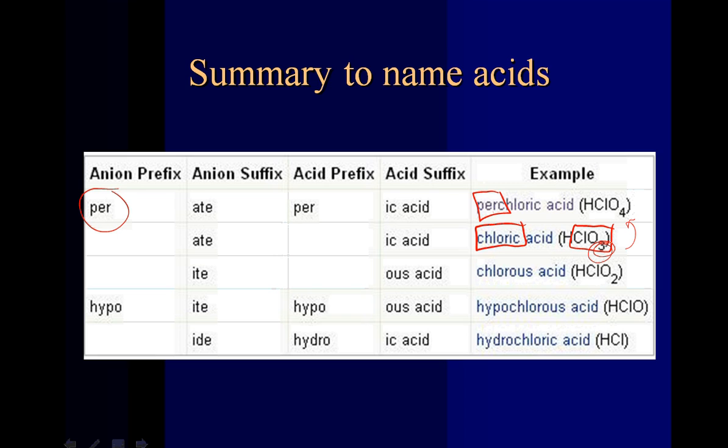If I go from 3 oxygens to 2 oxygens, okay, I've removed an oxygen, so it goes from chlorate to chlorite. And then if I take 2 oxygens away, that means I only have 1 oxygen remaining. So now I have hypochlorite. Now if I remove all the oxygens, okay, all the oxygens are now gone, then we no longer have a polyatomic. We simply have just an ionic compound. So there's no oxygen, so we have to use the word hydro here.